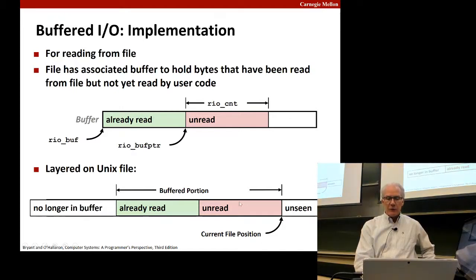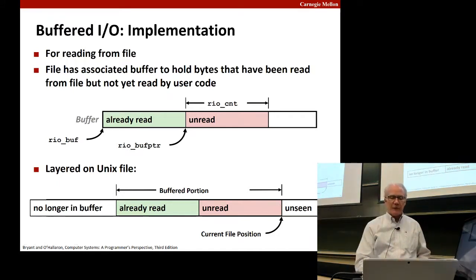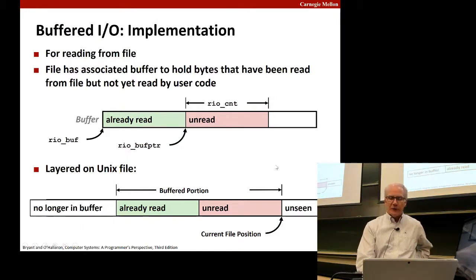So if this is a read, for example, it'll read ahead. Like I mentioned, it might read through multiple lines of a file. And then if you say get a line, it'll just keep chomping through this buffer until it comes to the end, and then go ahead and do some more reading. So this is layered on top of the regular Unix file.